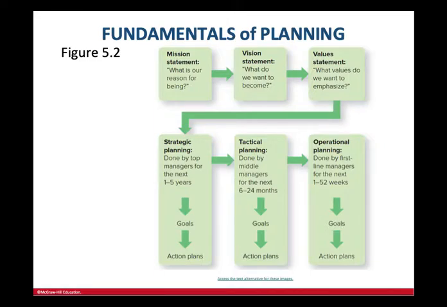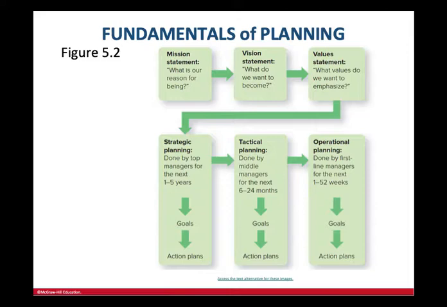The approach to planning can be summarized in this diagram, which shows how an organization's mission becomes translated into action plans. There are 3 main parts. So we have our mission, what is our reason for being, our vision, what do we want to become, and what values do we want to emphasize. So the 3 main plans, strategic planning is typically done by top managers, and it looks at what is happening in the next 5 to 10 years. So we need to plan strategically for the next 5 to 10 years. What are our goals, and how do we reach those goals?